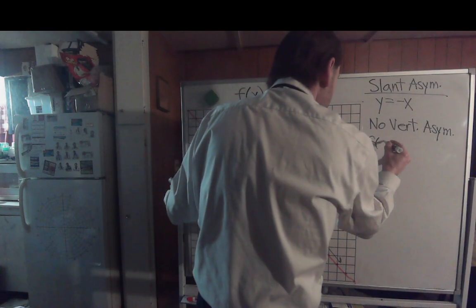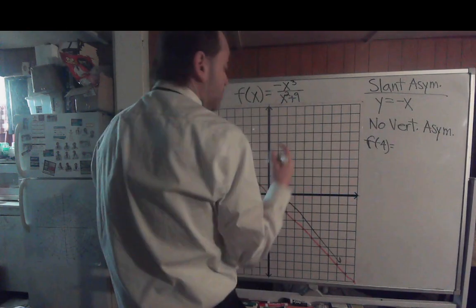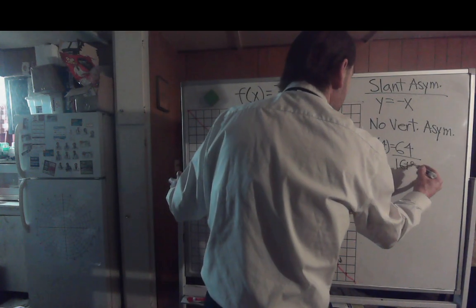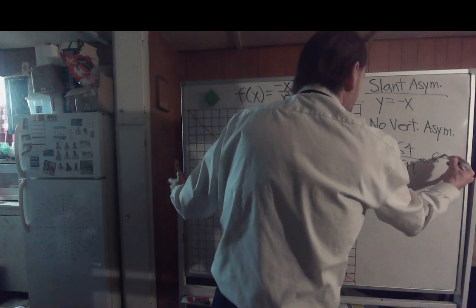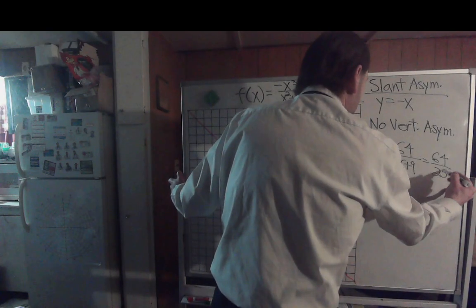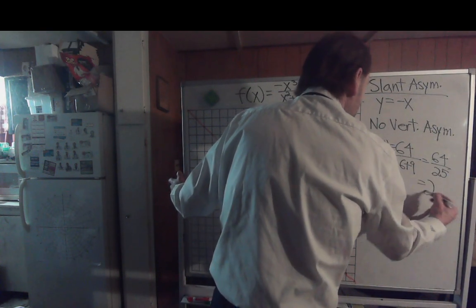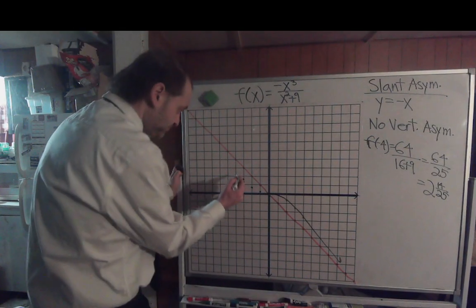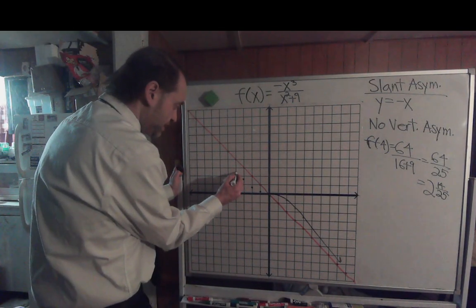And then let's do negative 4. So let's do f of negative 4. Well, that would give me positive 64 over 16 plus 9, which would give me 64 over 25, which would end up giving me 2 and 14/25. Should be about right there.